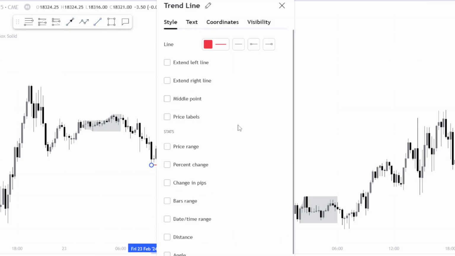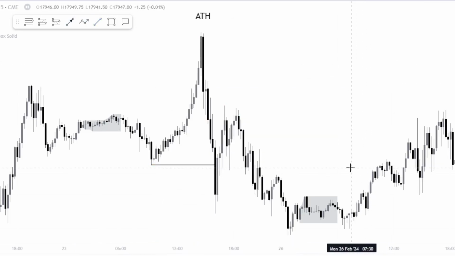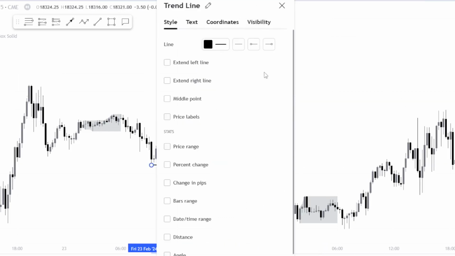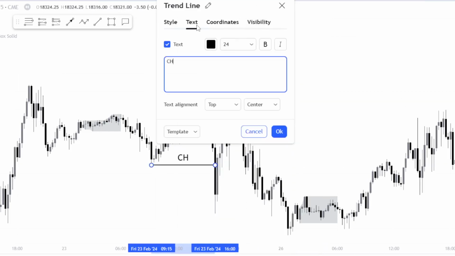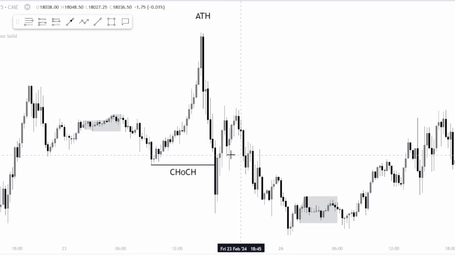So just a few things to identify a change of character. We're looking for a body break. So I look for a body break when I look for my CHoCHs, and I want price to follow through. Essentially, I want price to break with a body, is what I'm saying, right? So this is our M15 CHoCH, okay?